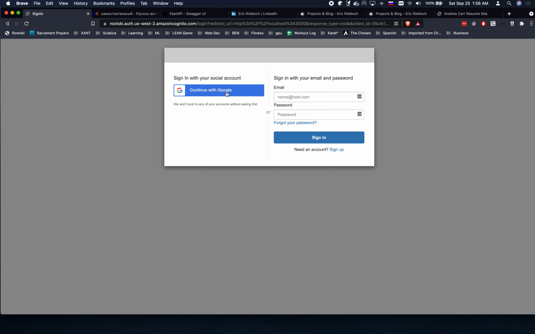And let's see. So the benefit of having this is if people don't have a Google account, sure, they can sign up with this. And another cool thing is it has this forgot your password thing. So this service actually manages if a user forgets their email or their password and wants to reset it, AWS takes care of all of that for us. So as far as the Rootski front end is concerned, you click this button and it sends you over to AWS to actually log in.